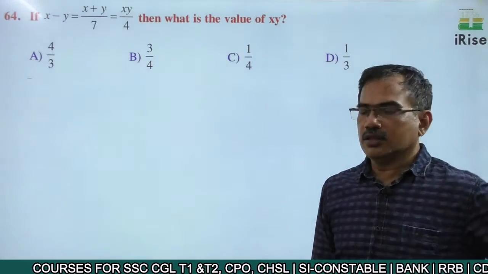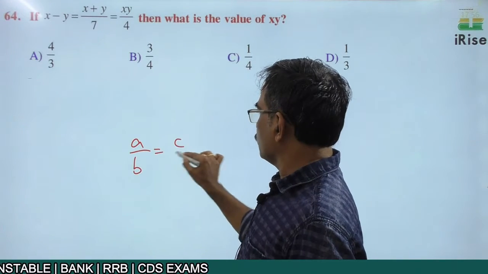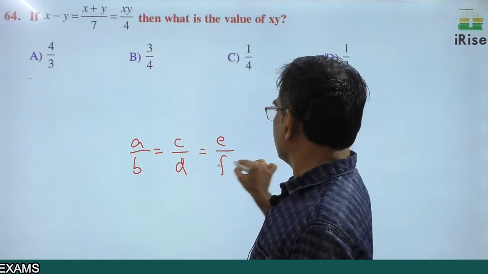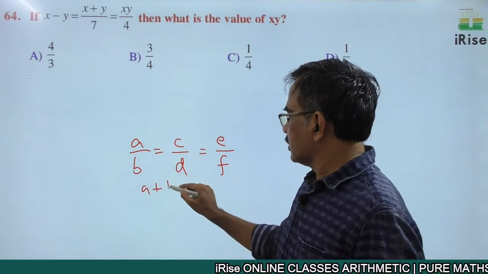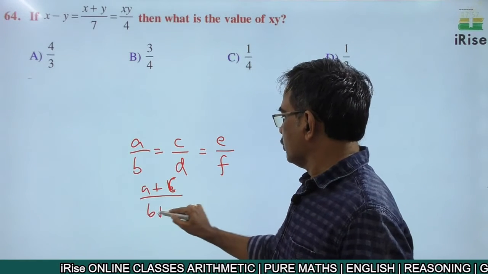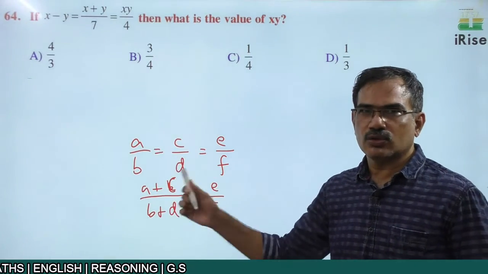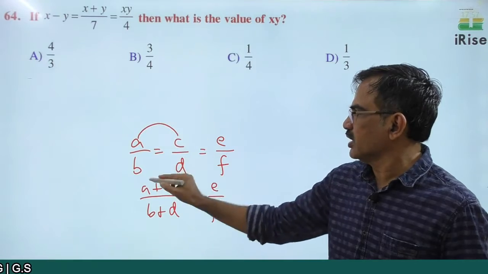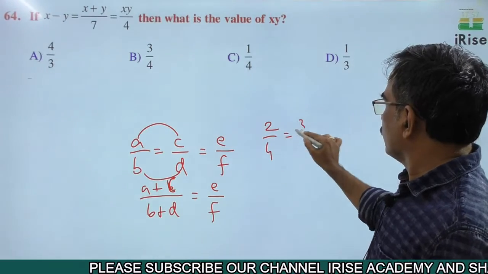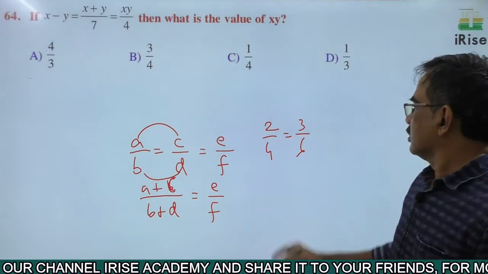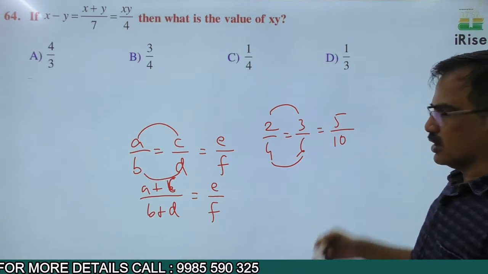See, here if a by b is equal to c by d is equal to e by f given, then a plus c by b plus d is also in the same ratio. If a by b is equal to c by d, then a plus c by b plus d is also in the same ratio. I want to give a simple example. 2 by 4 is equal to 3 by 6. Then add these two, 5 by 10. So all these values are equal.